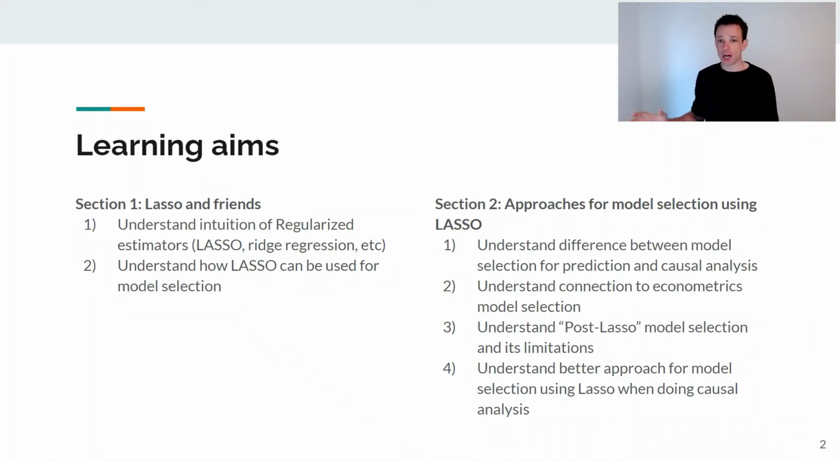In the second part, we would like to talk about how more specifically we can use LASSO for model selection. So we discuss several approaches for model selection. You should understand that there is a crucial difference between model specification for prediction tasks and for causal analysis tasks. We would like to draw the connection to model specification and econometrics that you have discussed before, so that you understand the connection.